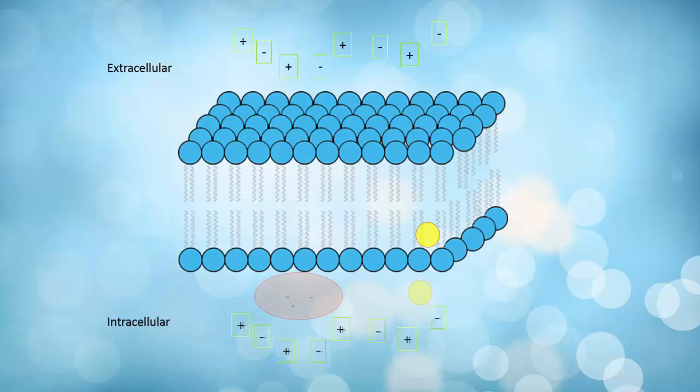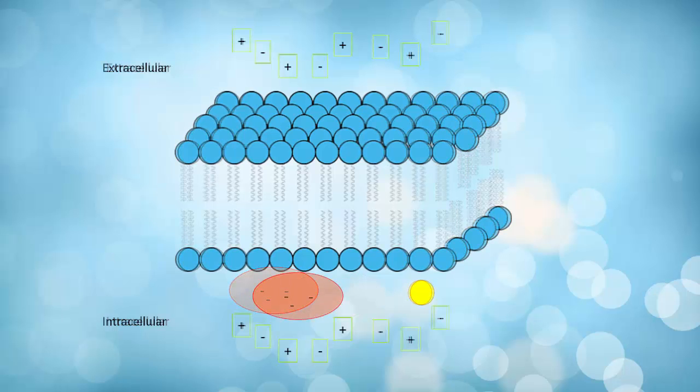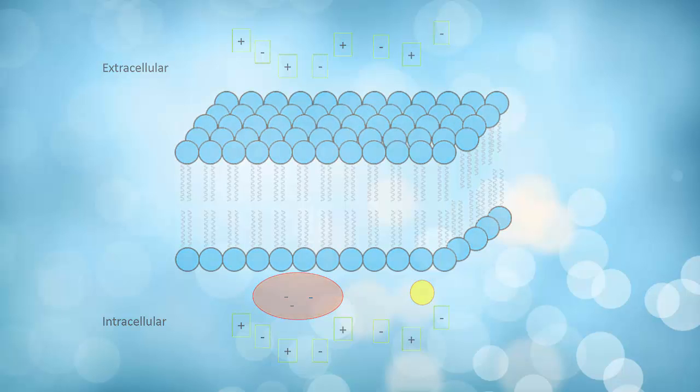Within the interior of cells are large negatively charged proteins that are unable to move across the membrane. These proteins will play a big role in the establishment of the resting membrane potential, which we will be talking about shortly. Let's now look at some definitions of some key terms that will help us better understand membrane potentials.